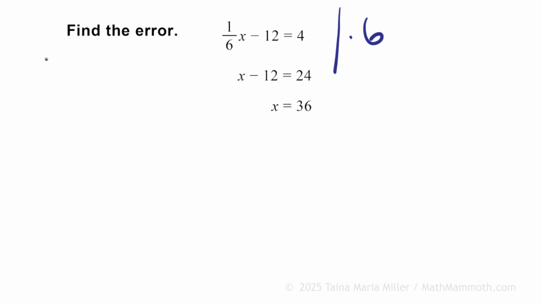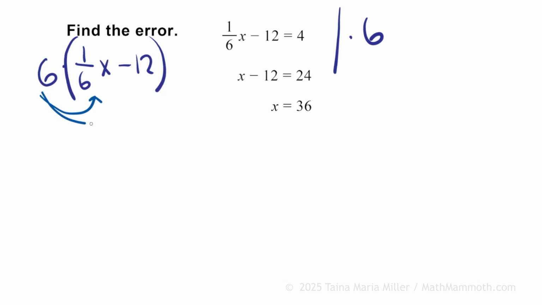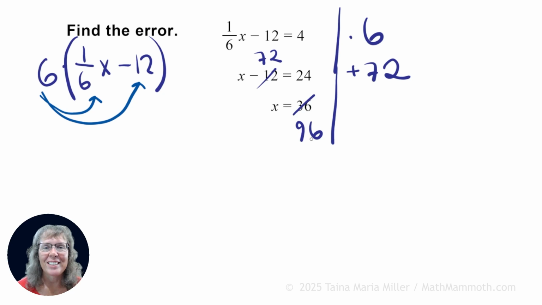If I show you here, 6 times 1/6 times x minus 12, there needs to be parentheses here. The entire side gets multiplied by 6. So 6 times this and 6 times that. And so there should have been 72 right here. And therefore, the next step will be to add 72 to both sides. X is alone, and then over here we get 96. Alright, did you get the same?